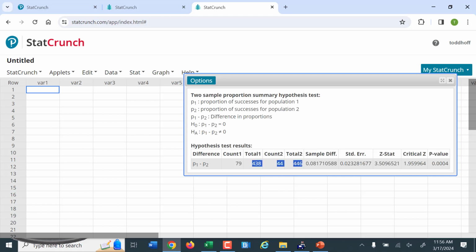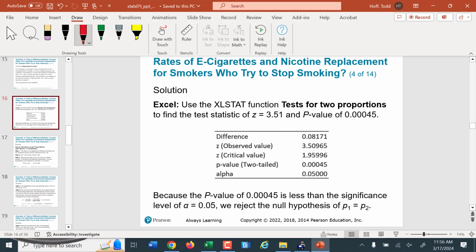This is just our information from our 2 samples. Here's the difference between those sample proportions. This is the standard error. This is our test statistic. We get 3.51 as our test statistic. Critical value is 1.960 and a p-value of 0.0004. So I'm pretty sure you can see where that's going for our conclusion here. Same information we got up here, only rounded off to a little bit different decimal places.